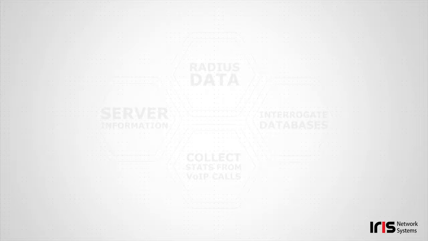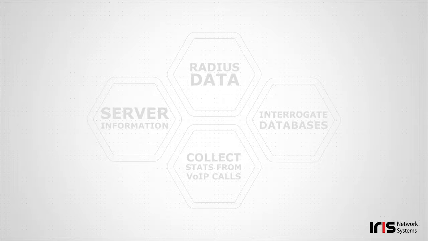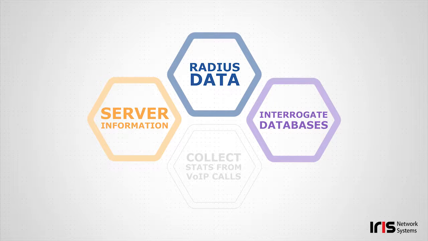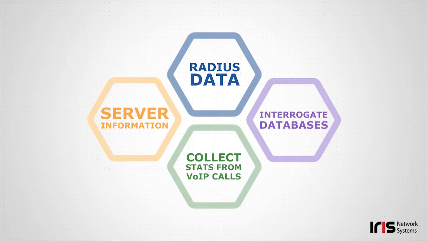IRIS is a data collection framework, and as such, there are many different ways to collect data. For example, we collect server information using WMI or NRPE. We generate stats from radius data. We can interrogate databases or even make telephone calls and collect the stats. We have just spoken about a few of these, and we hope this helps you understand how we collect data in IRIS a little better.